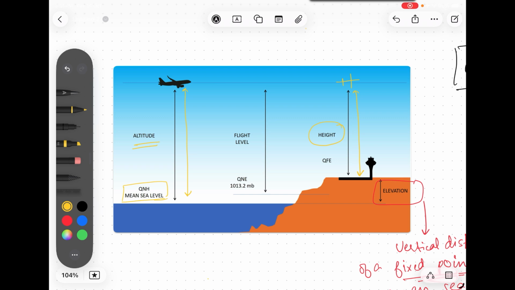Now there is something very, very important, that is QNE. And why is it important? From here, when you measure the aircraft's vertical distance, it is either flight level or you could also say pressure altitude. It is known as both. Normally in real life we'll be using flight levels. So flight level is measured from QNE. QNE is also a pressure setting, but QNE is a fixed value.